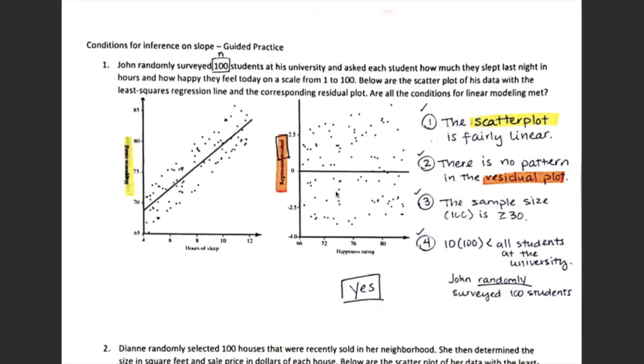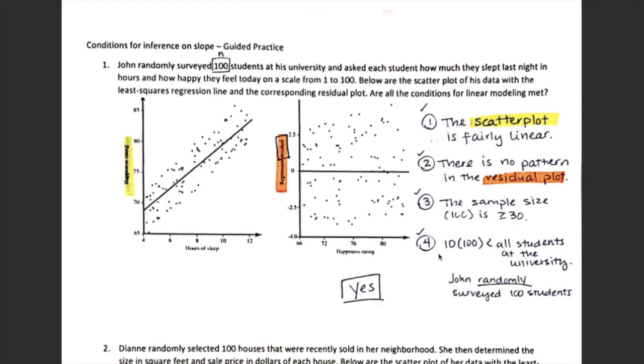Okay, the third thing you needed to check was that the distribution of the residuals was approximately normal. You don't want to make a histogram of all these residuals, so you just check the other option, which is that your sample size is larger than 30. Okay, so up here it says he surveyed 100 students, so that is definitely more than 30. So that's good. You don't have to worry about making a histogram of the residuals.